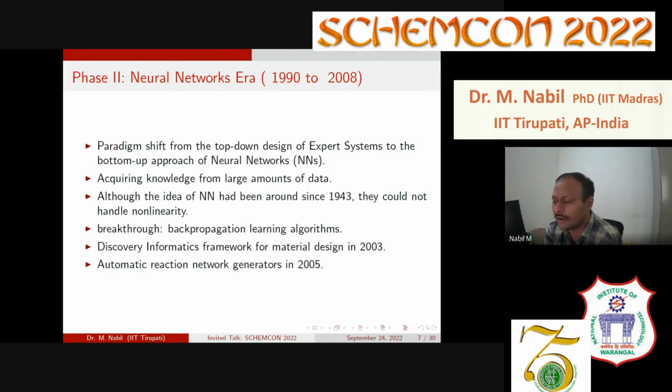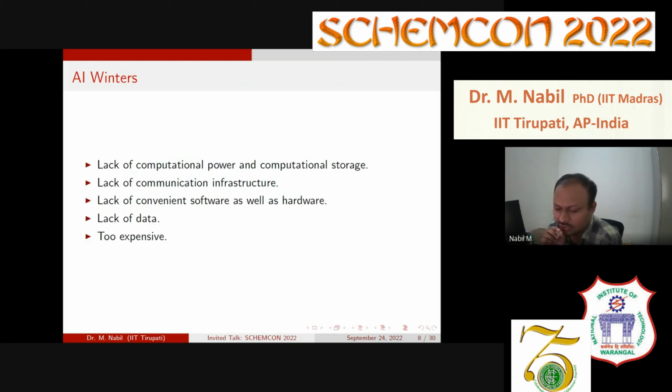But still it has found some applications in discovery informatics frameworks for material design and automated reaction network generation. There are several papers on using neural networks for a variety of applications. But until 2008 or so, it didn't gain popularity in terms of actual industrial practice. The reason was lack of computational power.